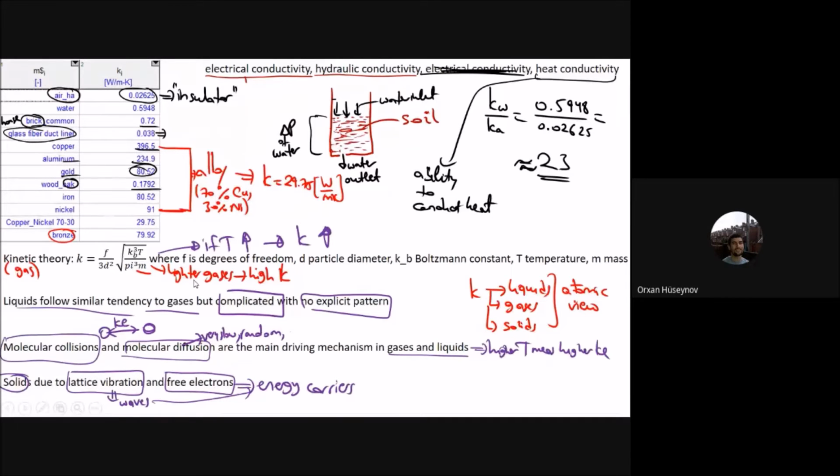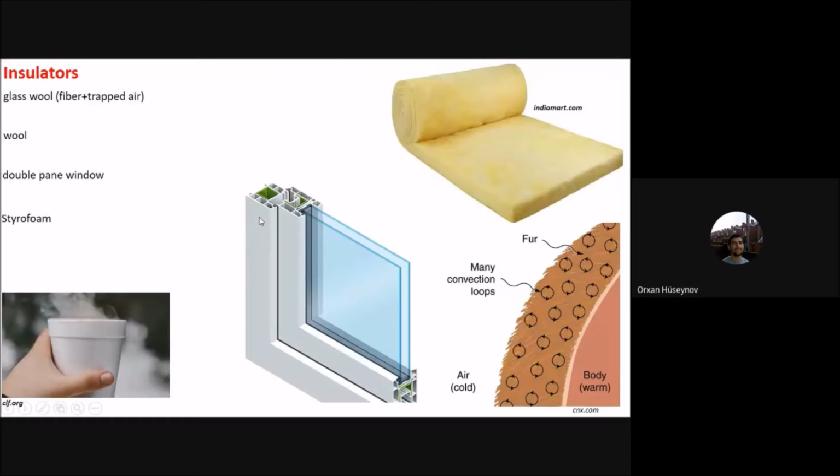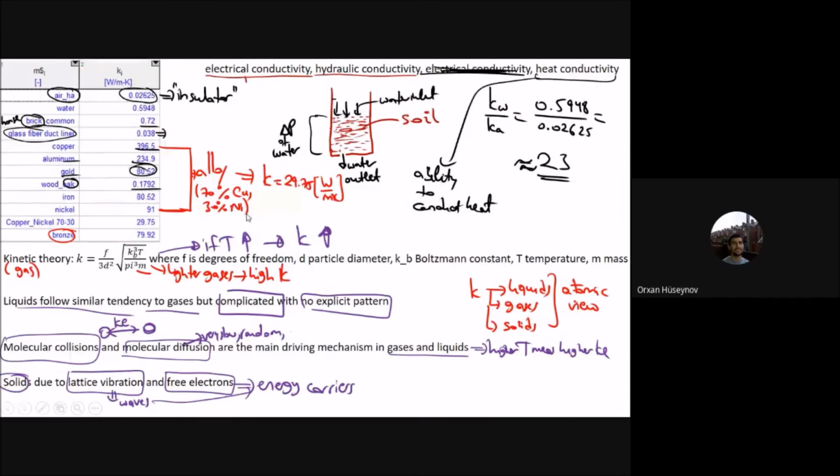So these are the conductivity of the solids, liquids, and the gases. And on the other side, we can divide the materials as the insulator, the good conductors, and the superconductors. Insulator means, for example, the gases.